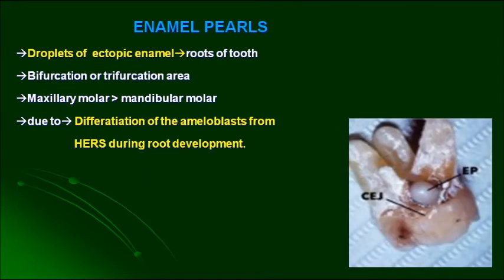Enamel pearls, these are very cute pictures, isn't it? So what is an enamel pearl? Droplets of ectopic enamel. It is due to differentiation of ameloblasts from the Hertwig's epithelial root sheath during root development. It was supposed to be root development, but some of the cells of Hertwig's epithelial root sheath differentiate into ameloblasts and they deposit enamel on the surface, and that is why it results in an enamel pearl. Droplets of ectopic enamel, mostly seen on the roots of the tooth.